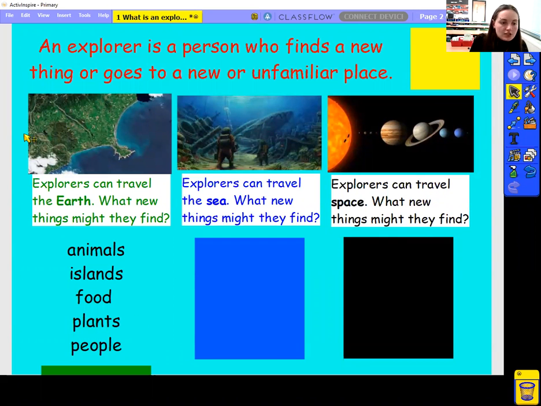Well done, everybody. So these are the things that explorers might find on the Earth. They might find, let's read them together, animals, islands, food, plants, people. So these are all of the things that an explorer travelling the Earth might find. They might find new animals, new islands, new food, new plants, and new people. But not all explorers travel the Earth. Some explorers can travel the sea.